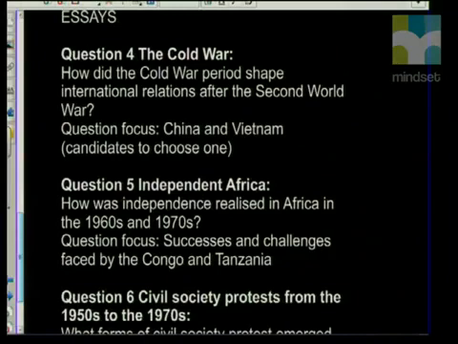You don't do all of them, is independent Africa. You know the overriding question, how was independence realized in Africa? And there you will be looking at a comparative study of the Congo and Tanzania. Now you remember Congo adopted capitalism after independence, and Tanzania adopted or introduced African socialism. Again, that is where you need to know your concepts very well.